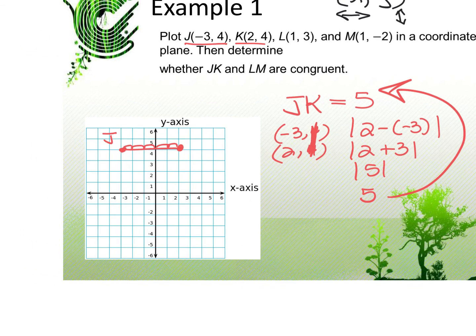Now let's plot LM. L is 1, 3. Go to the right to 1, and then up to 3.